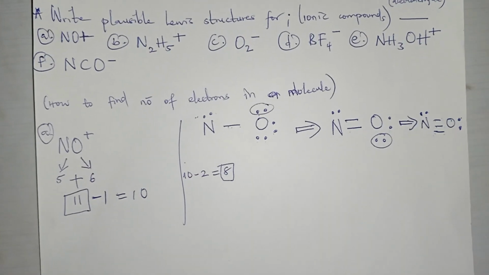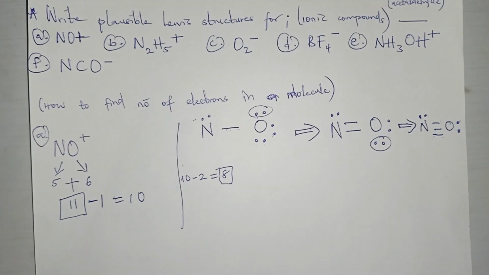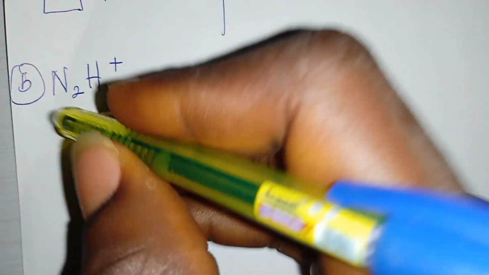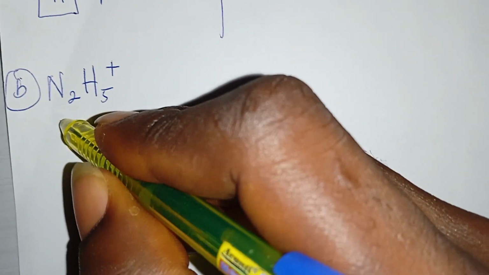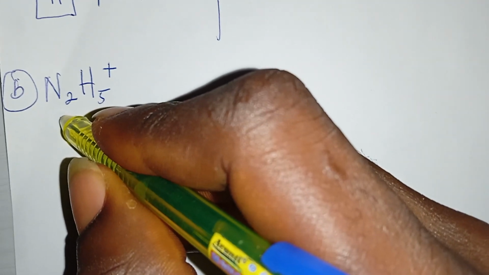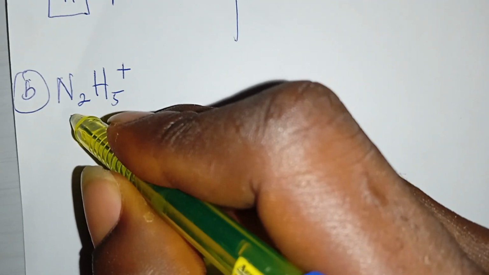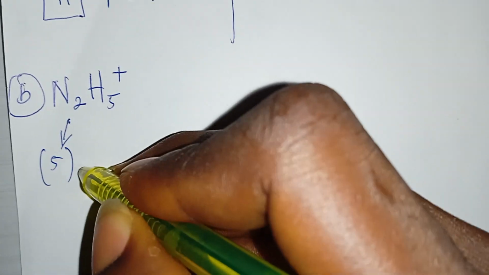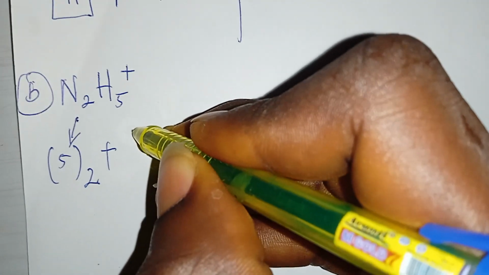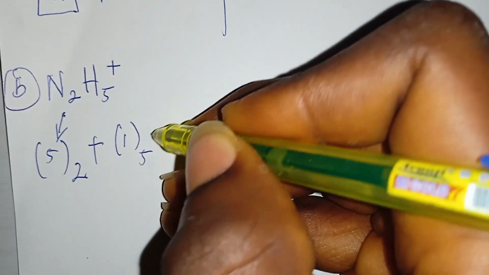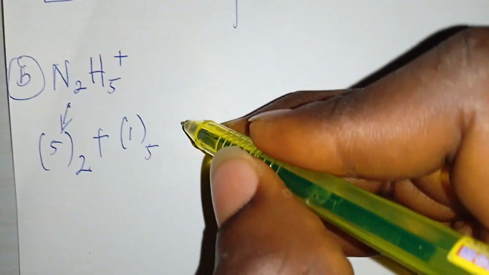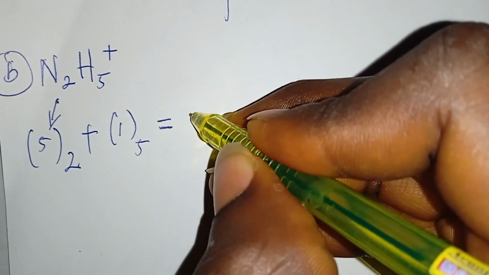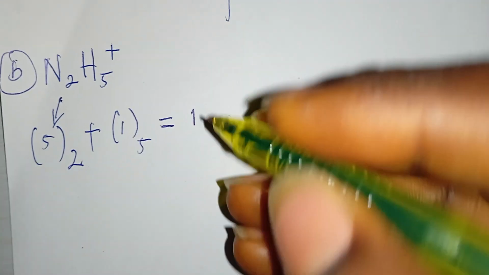So let's move to the second question, N2H5+. The B part is N2H5+. First of all, let's check how many electrons are in this compound. We have 2 nitrogens, and the valence electron of nitrogen is 5. Hydrogen is 1, and we have 5 hydrogens here. The plus means just 1 plus.